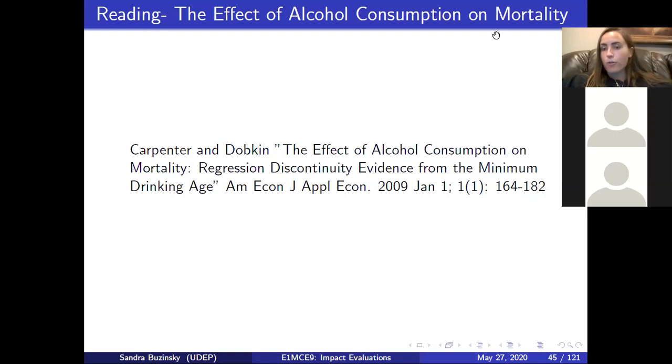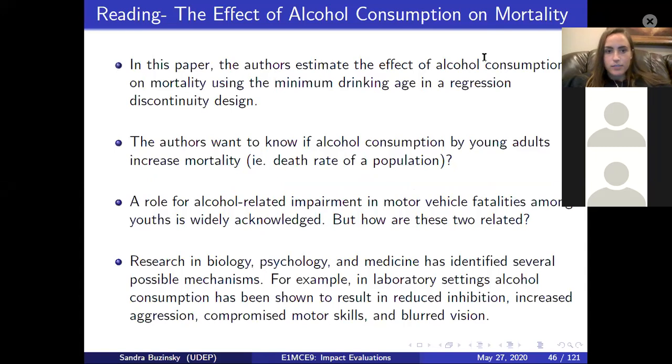They're looking at how the minimum drinking age, or how your drinking behavior, affects the probability of, basically, death by car crashes. The authors estimate the effect of alcohol consumption on mortality. I think they look at different types of mortality, but they specifically care about car crashes, I feel like, but maybe I'm remembering it wrong. They're using the minimum drinking age in the United States, which is 21.